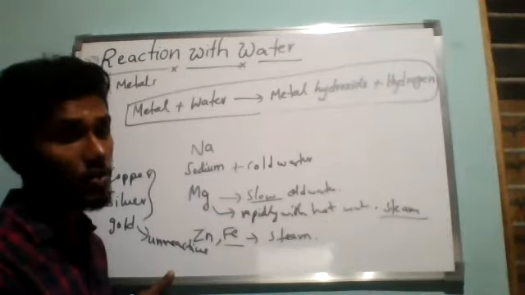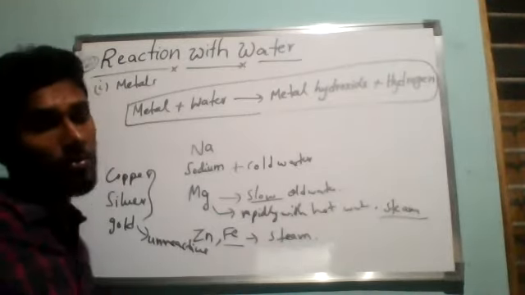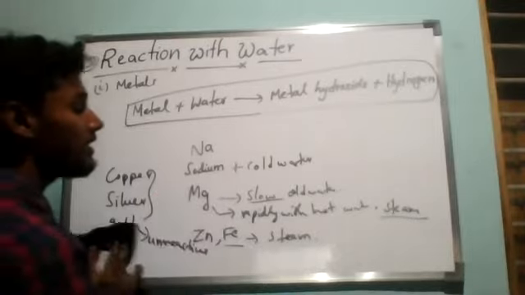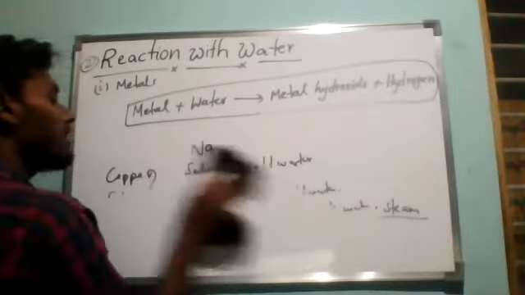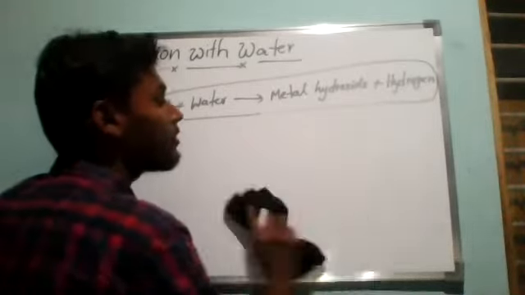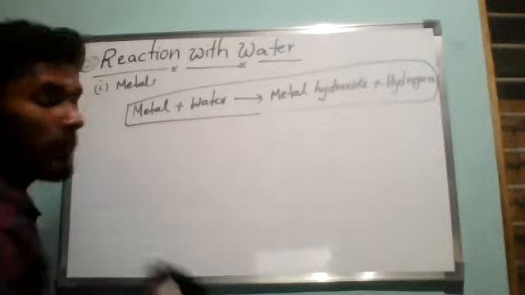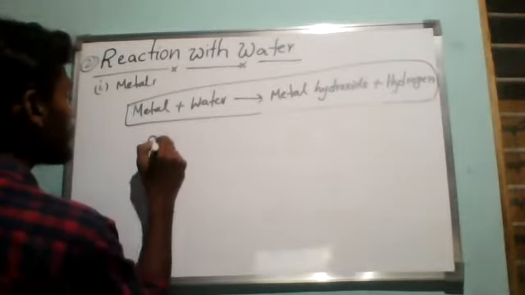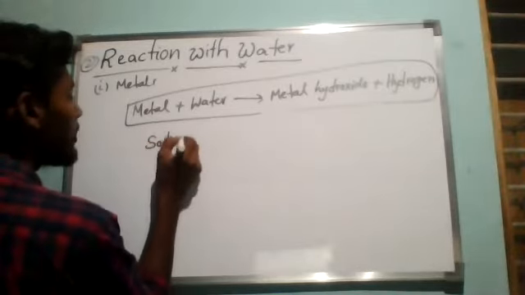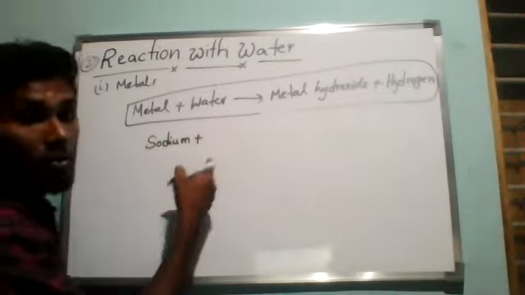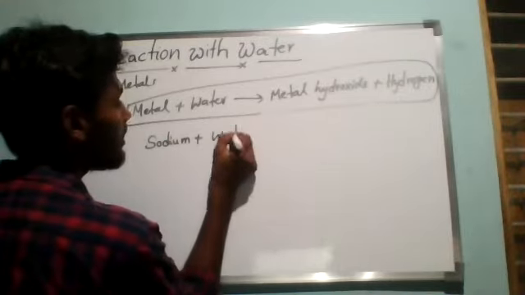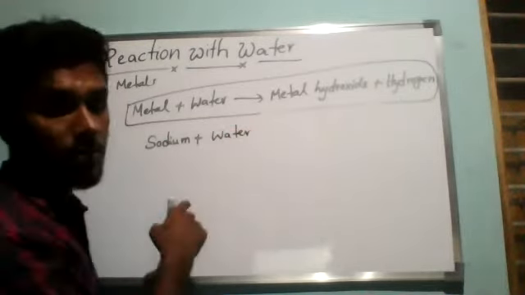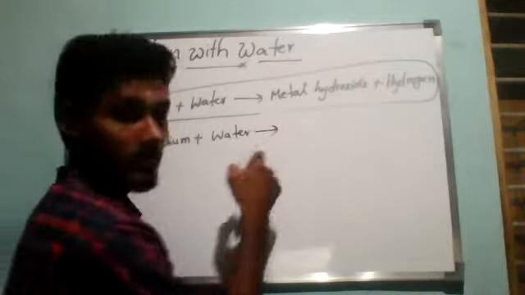So the reaction of sodium metal with water we will see first now. Because even with cold water it can react very rapidly and vigorously. So the first one is sodium metal. Sodium metal will react with cold water itself. This is called a word equation, or symbolic equation. So what do we get?